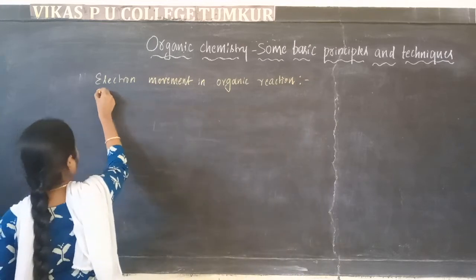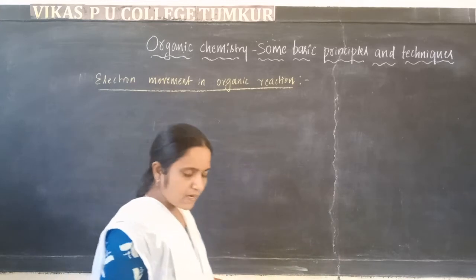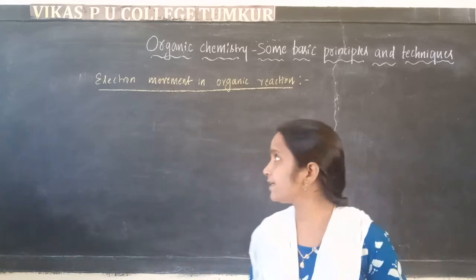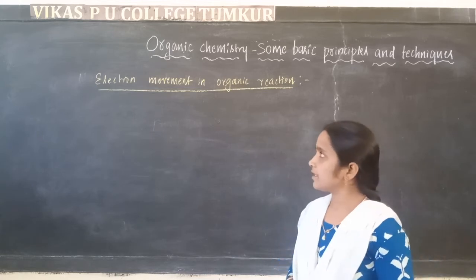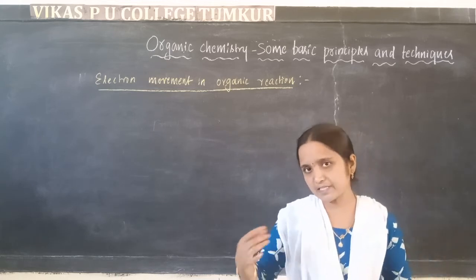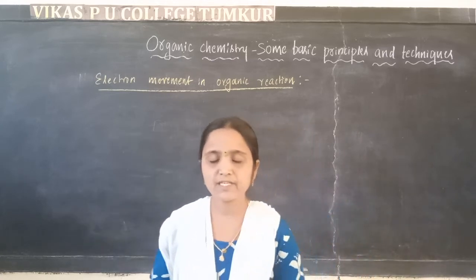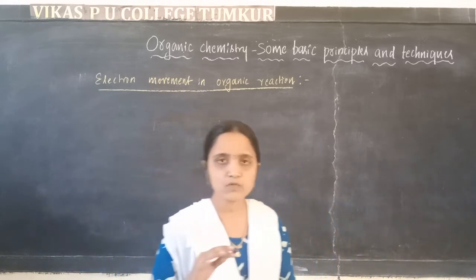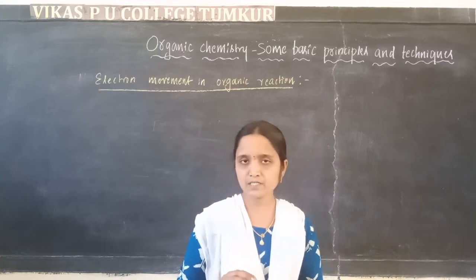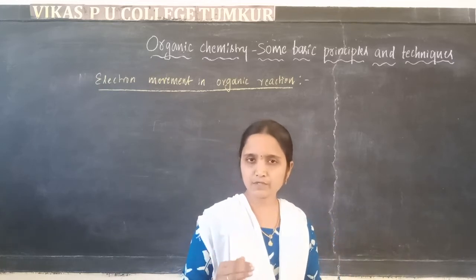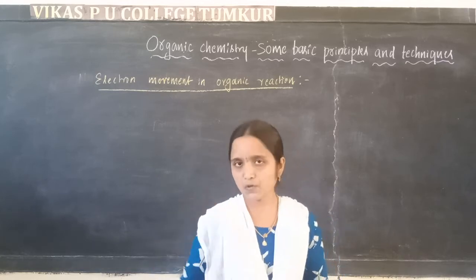That is electron movement in organic reactions. The electron movement in organic reactions is going to be represented by using a curved arrow, which means from where the electrons are going to shift to which location.